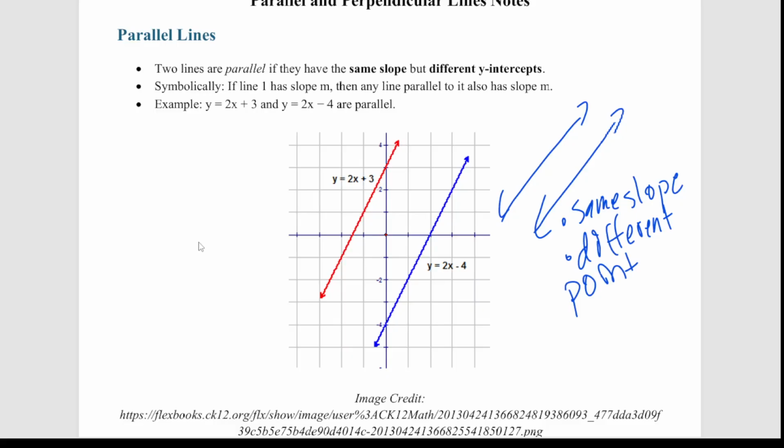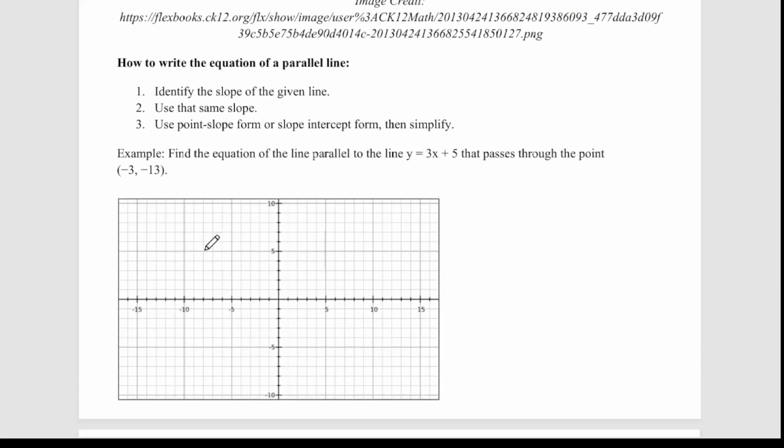So for example, in the pictured graph, both of these have a slope of 2, but they have different y-intercepts, so as they're going up 2 over 1, up 2 over 1, but starting from different places, they're never going to touch. So how do you write the equation of a parallel line?